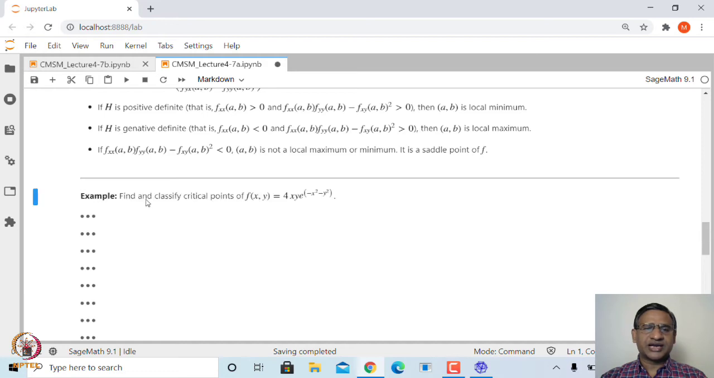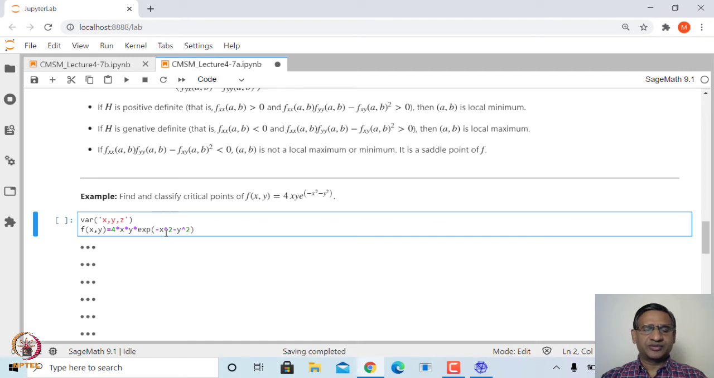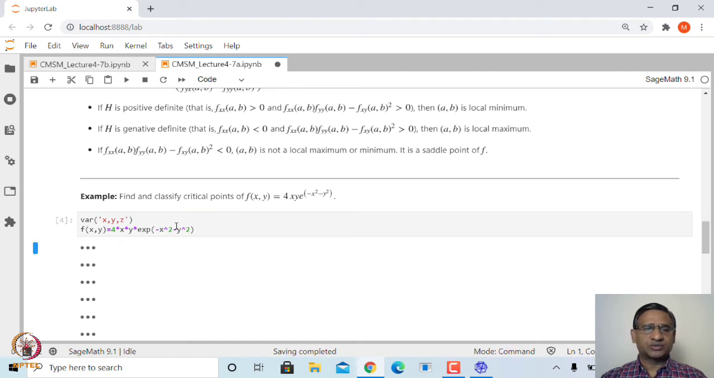Now, let us look at some examples. First, let us start with finding critical points and classifying them for this function f x y is equal to 4 x y into e to the power minus x square minus y square. So, first let us define x y z as variables, and f x y is equal to 4 x y into e to the power minus x square minus y square. And then in order to find critical points, first we need to solve gradient of f is equal to 0, which is same as saying first order partial derivatives of f with respect to x and y must be 0, right.